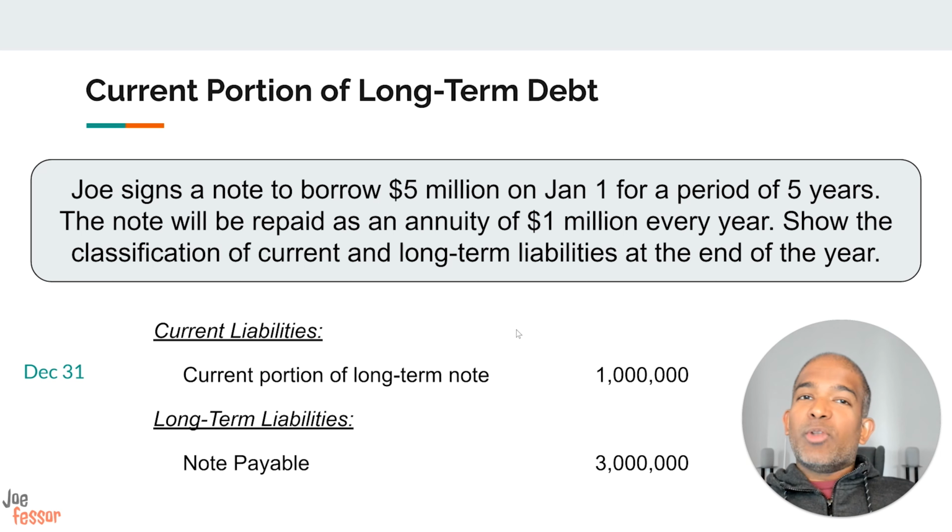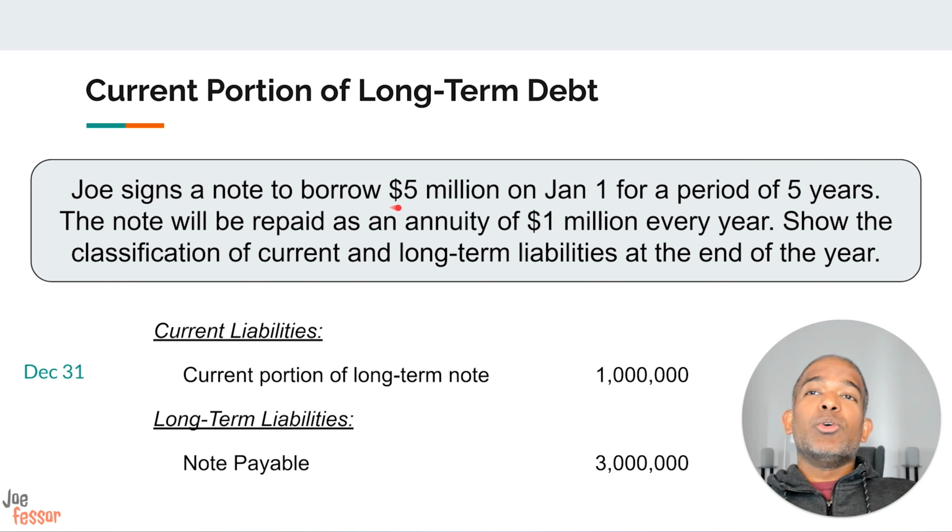The current portion of long-term debt is the principal amount of a loan scheduled for repayment within the next 12 months or the company's operating cycle. Separating the current portion of long-term debt highlights a company's immediate financial obligations, which is critical for assessing its liquidity and solvency. Let's explore this concept with an example.